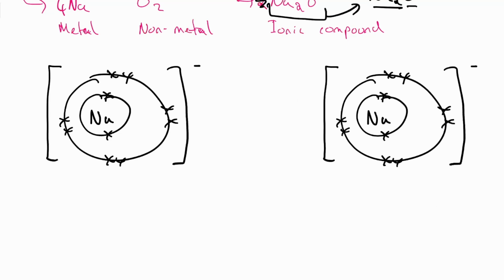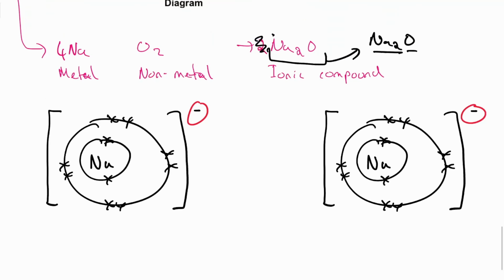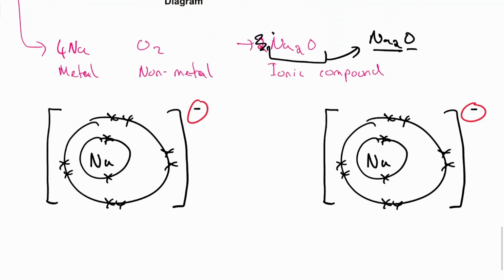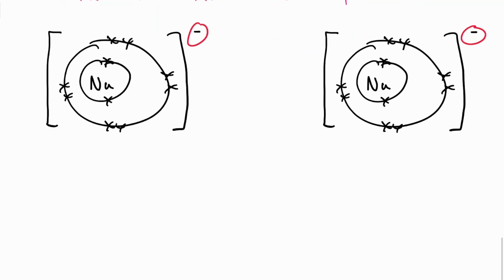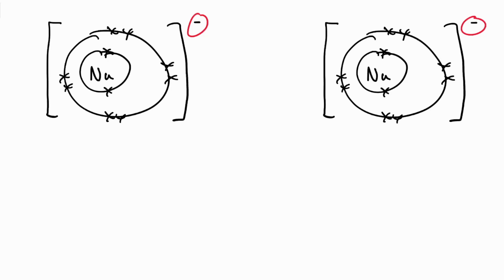Because these two both have a negative charge on them, they're both negative ions that have been formed, they would normally repel each other. So the only thing that's keeping this as a compound and keeping this together is an attractive charge. And where does that come from? Well, then we need to look at our oxygen atom, or actually our oxygen ion, because remember it's an ionic compound. So what kind of ion will oxygen form?